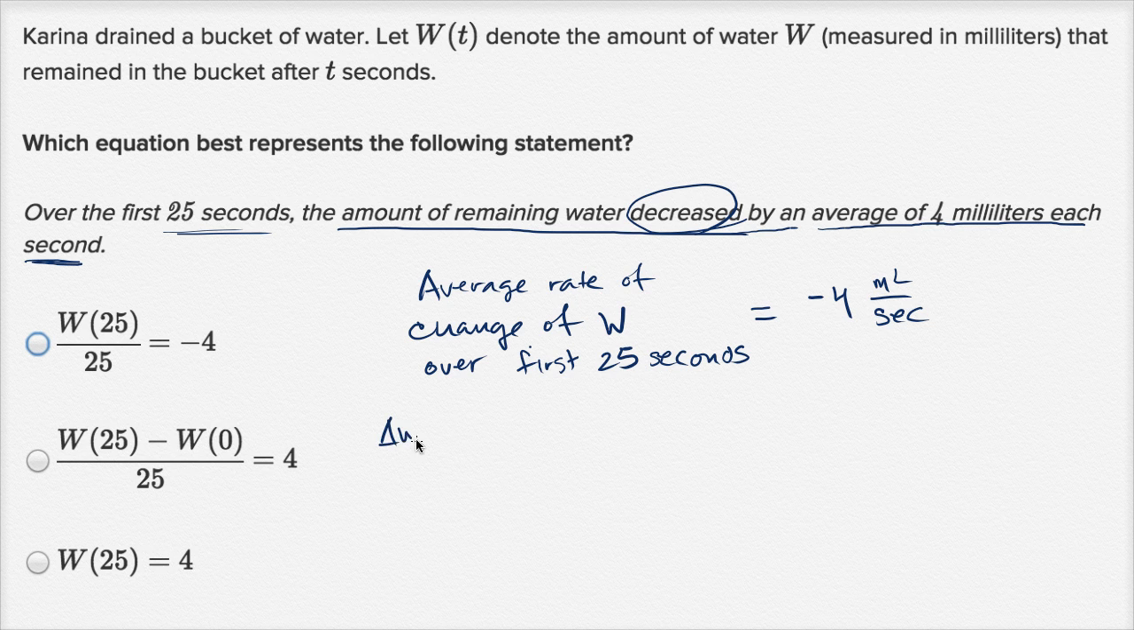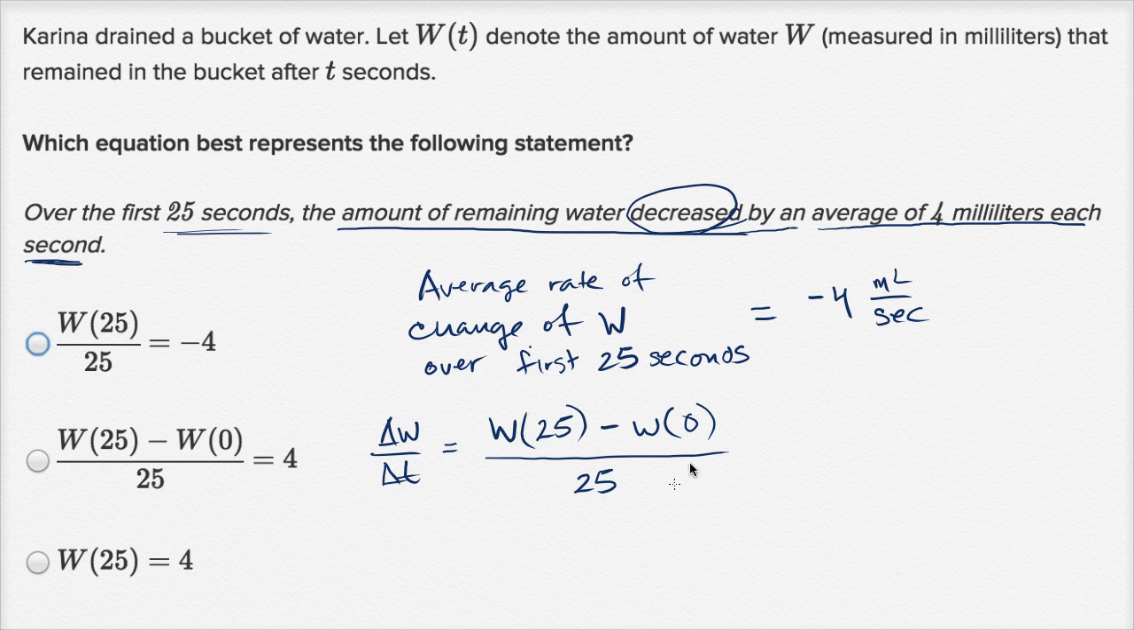Well, the rate of change of W is going to be our change in W over our change in time. Our change in W over the first 25 seconds, divided by the change of time over the first 25 seconds, which is just 25 seconds. So our change in W is going to be our finishing amount remaining in the bucket, W of 25, minus how much water we started off with, divided by how much time goes by. We finished at the 25th second, we started at the 0th second, so 25 minus 0 is just going to be 25.